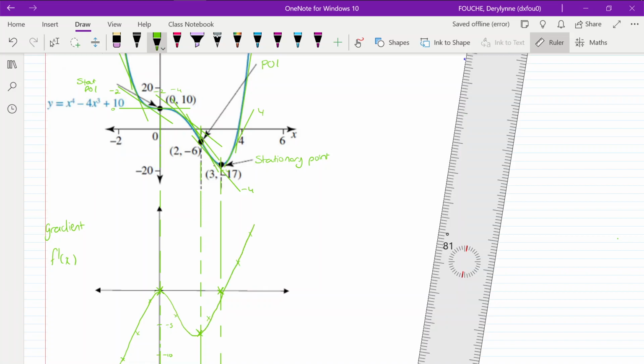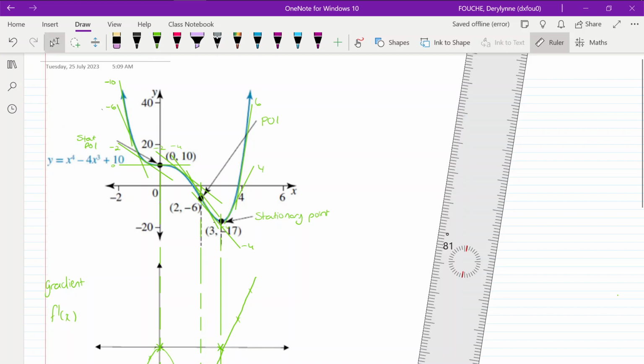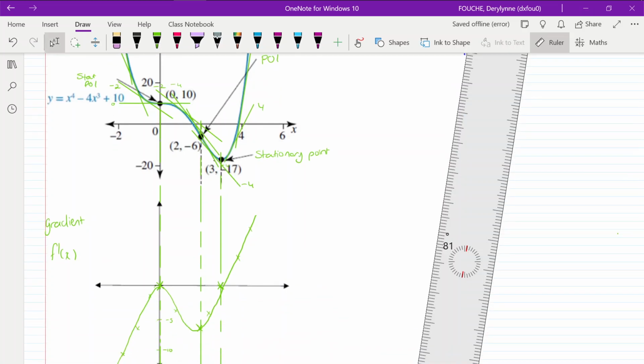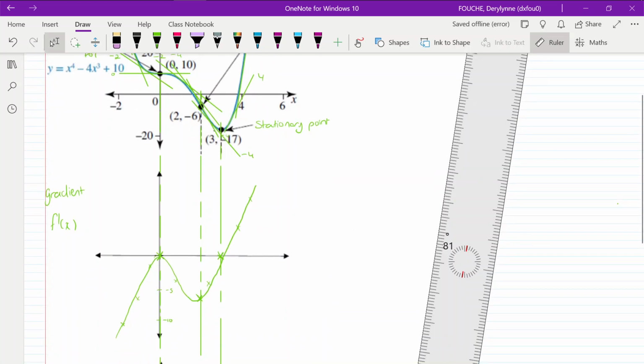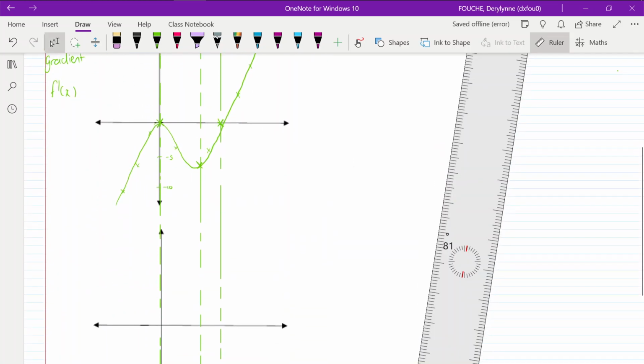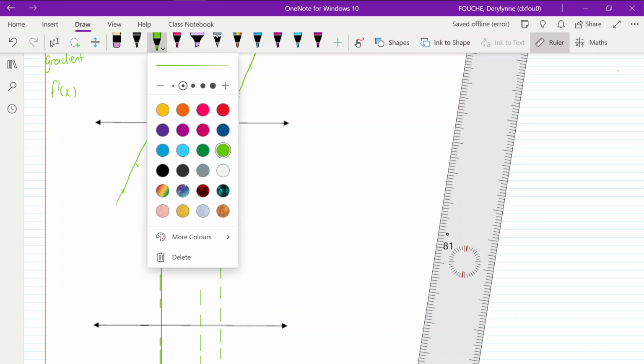Keep in mind that these are made up points. But what it has done is illustrated to me that where I have a negative gradient, I am graphing my gradient function below the x-axis because it has a negative value. And where I have a positive gradient, I'm graphing above the x-axis because it has a positive value. Let's have a look at this next one. So my first, I'm going to do that in a different color now.